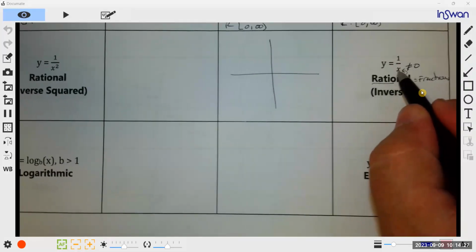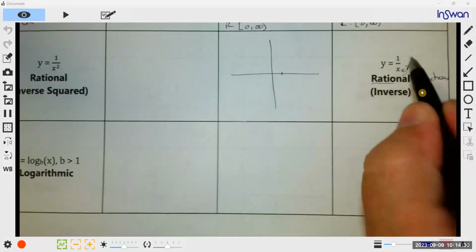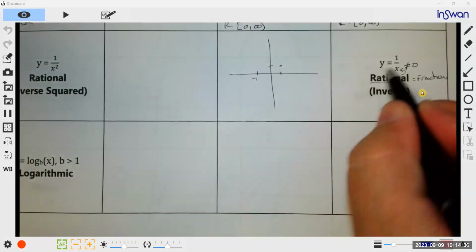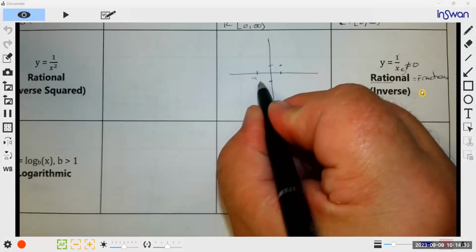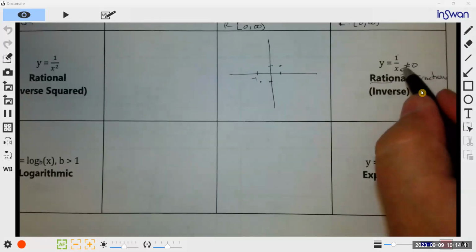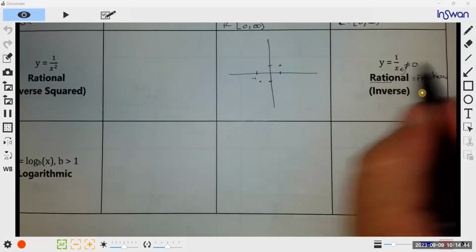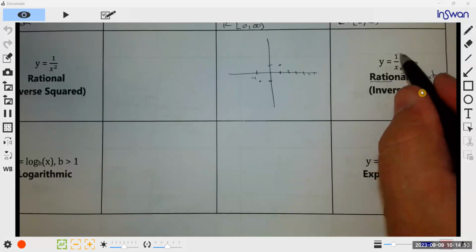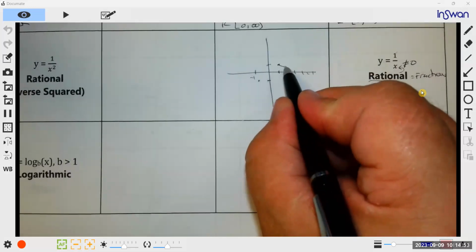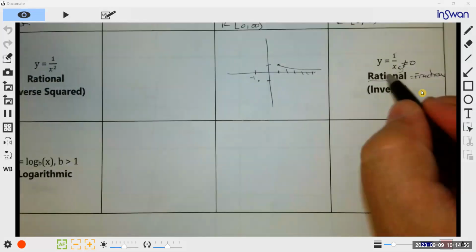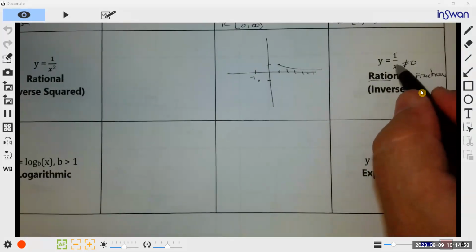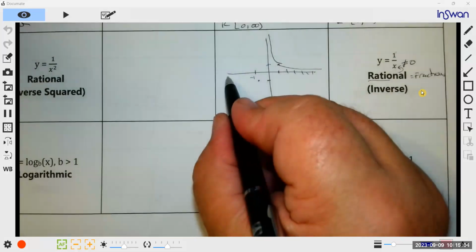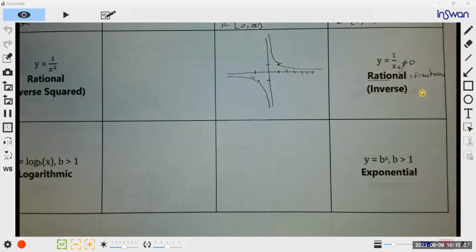So when x is very small, when it gets close to 0, here's 1. When x is 1, 1 over 1, the answer is 1. When x is negative 1, 1 over negative 1 is negative 1. But when x is getting bigger than 1, that means this whole fraction, 1/5, 1/10, 1/100th, 1/1000th, gets smaller and smaller and smaller. But the closer x goes to 0, if it's a fraction, it becomes an integer. It becomes bigger. So our graphs here look like that.